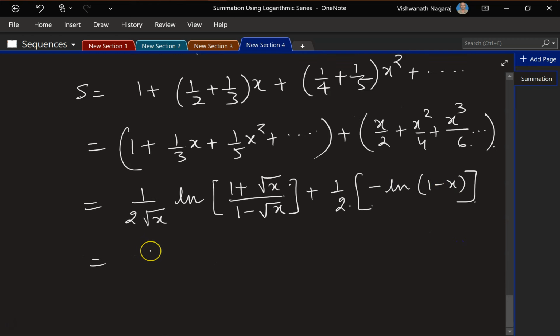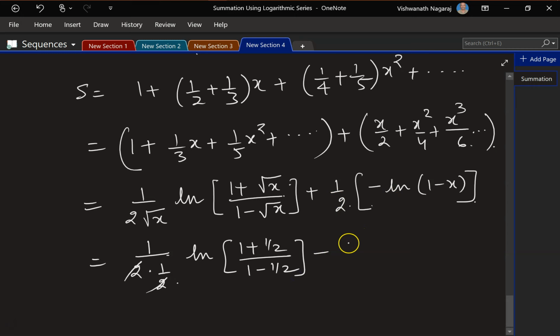So this would be 1 by 2 times 1 by 2, natural log of (1 plus 1 by 2) by (1 minus 1 by 2). Minus we take it out. So 1 by 2 times natural log of 1 minus 1 by 4.